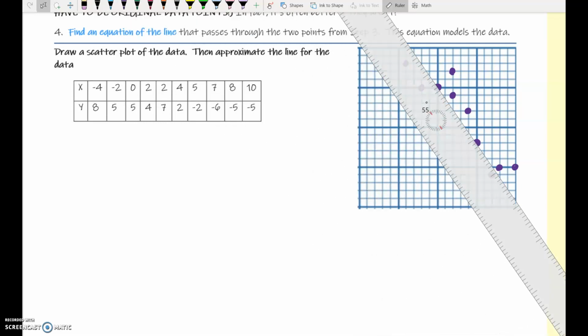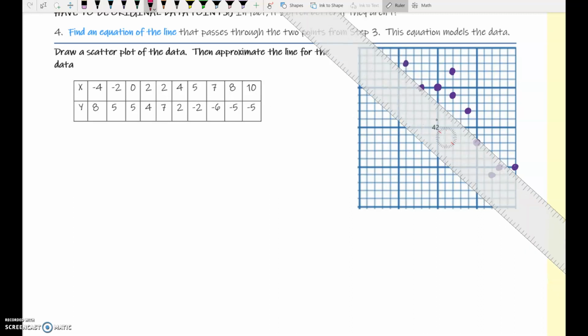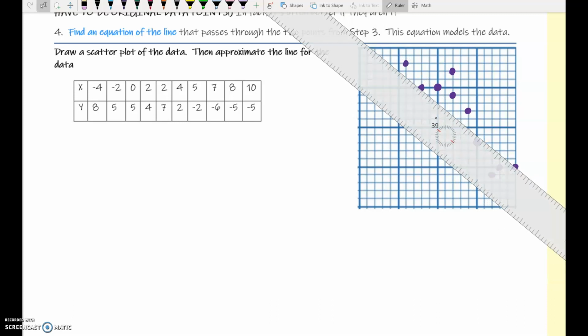A line that fits the data needs to, it's hard to explain, but it needs to kind of find the average of the points. This line should follow the slope of the trend of the points. You want to have about the same number of points above the line as you do below the line. You want the line to seem like it fits. So I'm going to draw in a couple of bad examples.